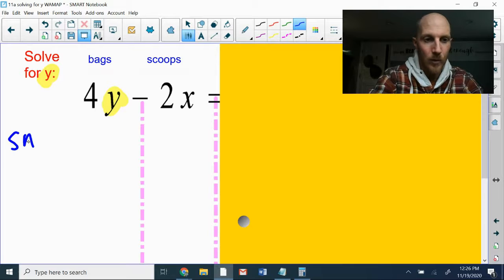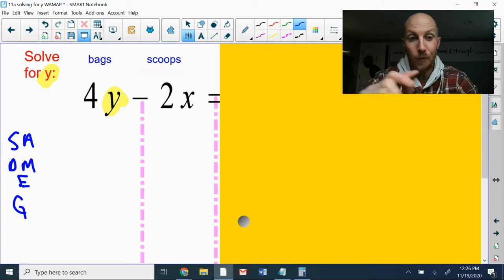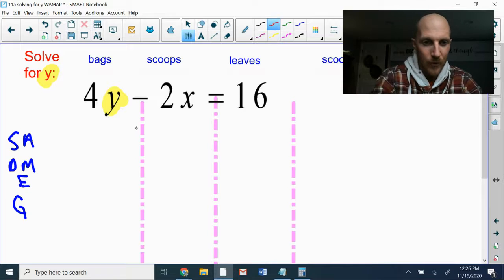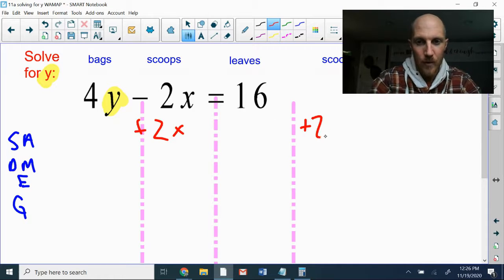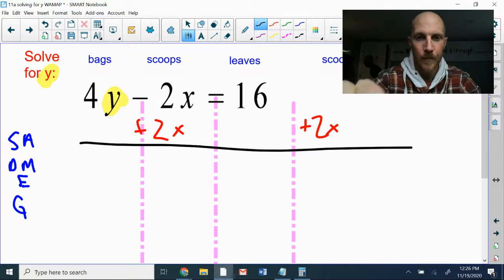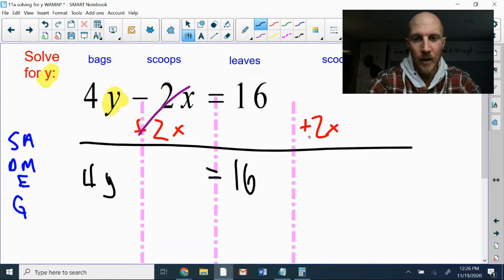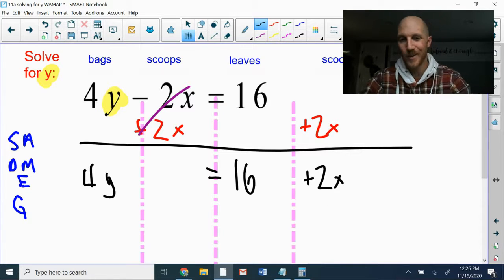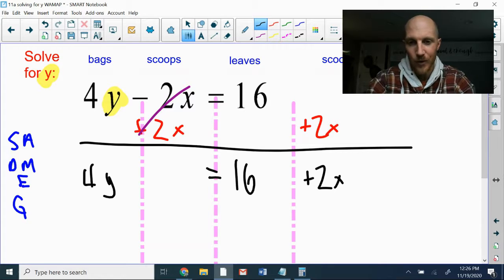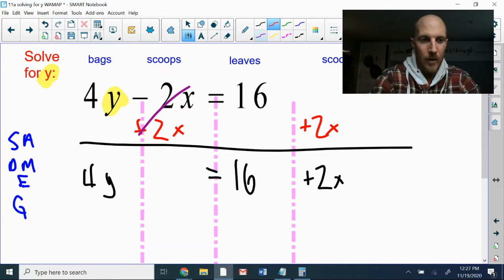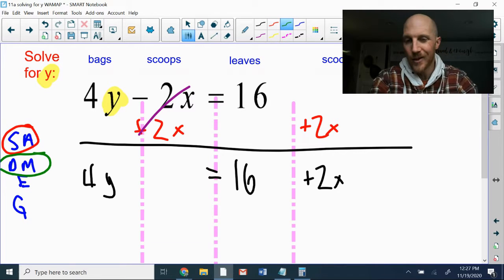Since I am solving, I know my order of operations is going to be described by SAD, MEG. The first thing I need to do is either subtracting or adding. So that pretty much narrows this down. So I'm going to have to add 2x first. Added 2x's, those are going to cancel. Bring down this 4y to the next line. The equal sign comes down. 16 and the plus 2x do not combine with one another, so I just have to write everything down. 16 plus 2x. And then after subtracting and adding comes dividing and multiplying, and that's what I've got left.